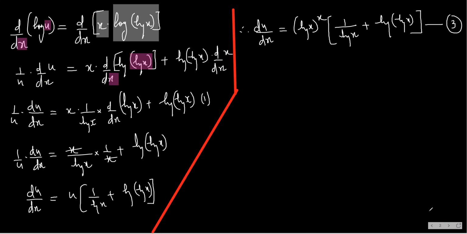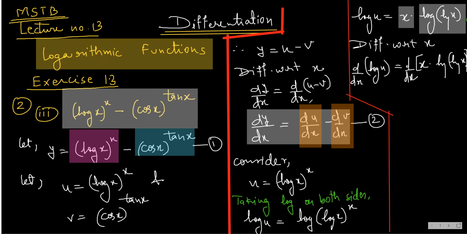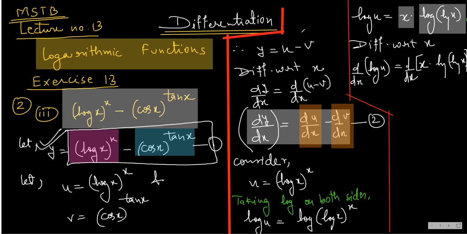Now I go for dv by dx. See, I have found this. We are working on equation 2, which says that du by dx minus dv by dx will be dy by dx, which is your aim. Your aim is to differentiate y with respect to x.